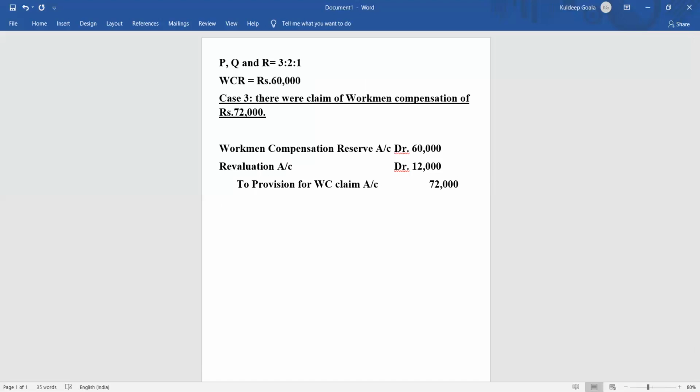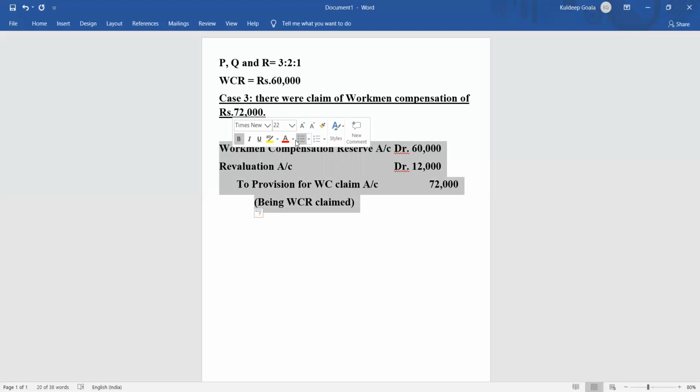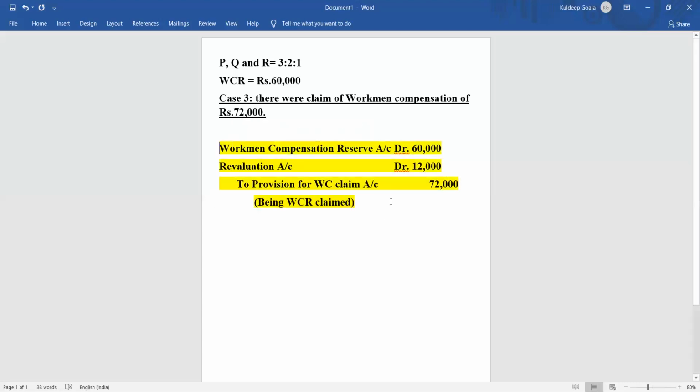So, being workmen compensation fund claimed. I just write in short form so that it saves time. Okay, workmen compensation reserve claimed. So this is the basic concept of this particular transaction. Now what has happened here is that you can see there is an extra loss of how much? An extra loss of 12,000, right?